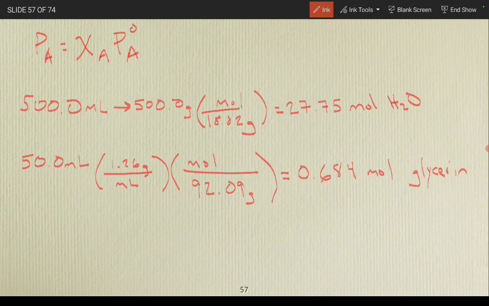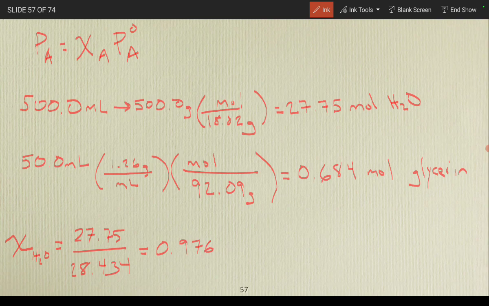And now that we have both of those pieces, we can get the mole fraction, and then we can ultimately just put it back into the equation there. But again, we're looking at the mole fraction of water. So in this case, we're going to have the 27.75 on top, and then on the bottom, we'll have the sum of those two. So we'll have 0.684 plus the 27.75, because we want to make sure we're accounting for all of the moles in the solution, not just the solvent or just the solute. We want to make sure we're accounting for everything. So in that case, we're going to have 28.434. And this gives us a mole fraction of 0.976.